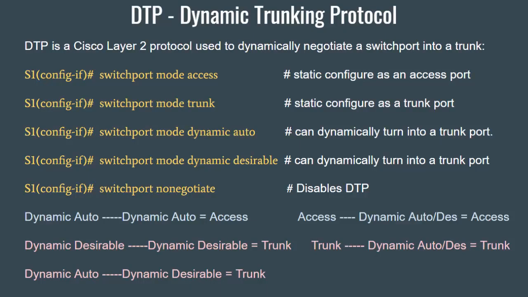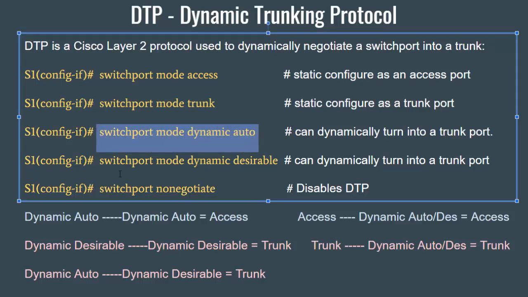Now DTP is the Dynamic Trunking Protocol. You can remember when we were turning the switch port into switchport mode access or switchport mode trunk. Well, the purpose of the Dynamic Trunking Protocol is it's a Cisco layer 2 protocol used to dynamically negotiate a switch port into a trunk. The default mode on Cisco switch ports is dynamic auto. So switchport mode dynamic auto, you enter the interface, and you can put in the command switchport mode dynamic auto. However, this is the default.